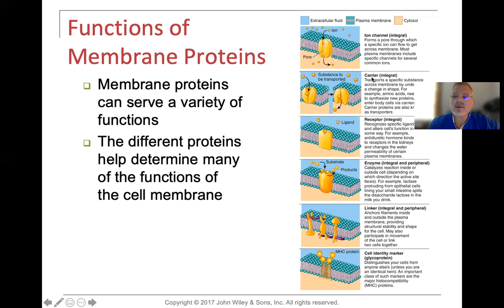Then we have carrier proteins. Again, these are integral proteins. Carrier proteins are like transport proteins. They can transport something across the cell membrane surface, especially something whose molecular weight is too heavy. We don't want glucose traveling into the cell membrane unchecked, so it uses a protein carrier to bring it in.